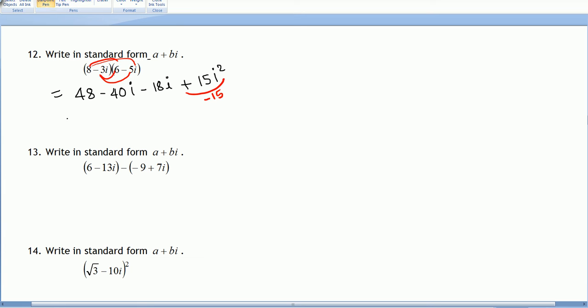Okay, so we get 48 minus 15, so that's 33, and in the middle we have two terms, negative 40i minus 18i, both negative, so we can add negative 40 and 18, so negative 58i.